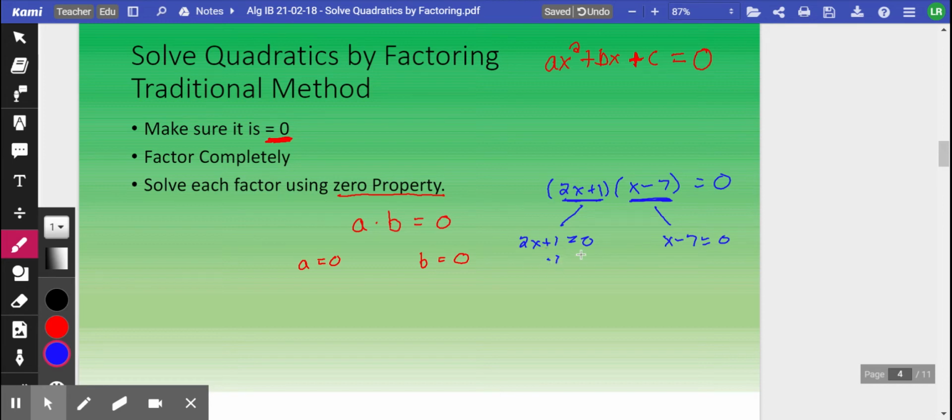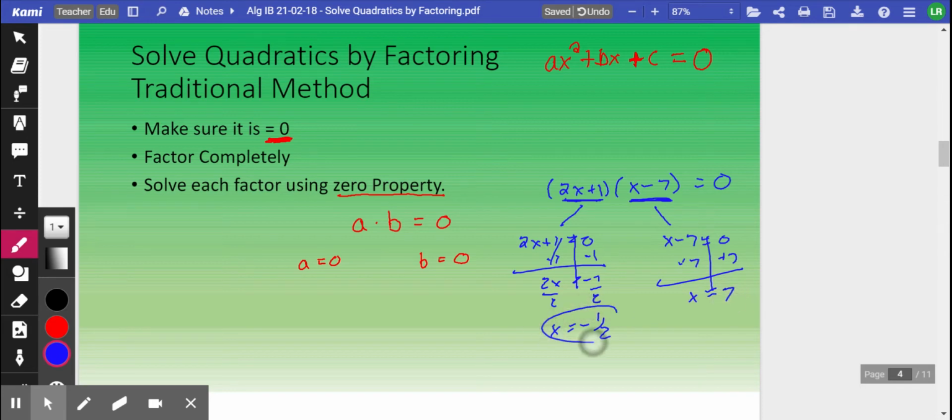So just basic solving like we learned at the beginning. So 2x equals -1, divide by 2. X would be -1/2. For this one, add 7 to both sides, and I would get x equals 7.